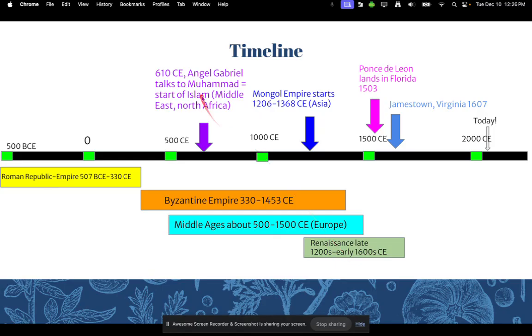I also like to put in big events that we've talked about so far up here on top. So, for example, in 610 CE, that's when the angel Gabriel was believed to talk to Muhammad, which was the start of Islam. So you can see that happened during the Middle Ages. The Mongol Empire starts in Asia. That happens during the European Middle Ages. And the Middle Ages is such a large period of time that at the very, very end, that's when Europeans start going over to North America.